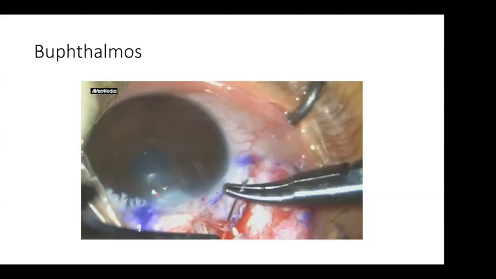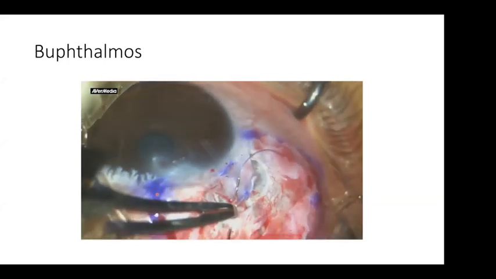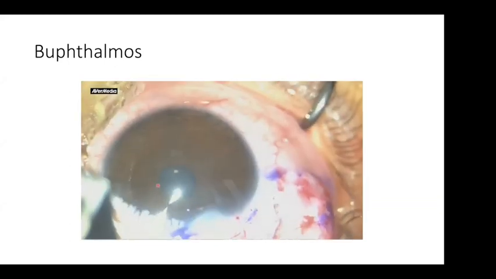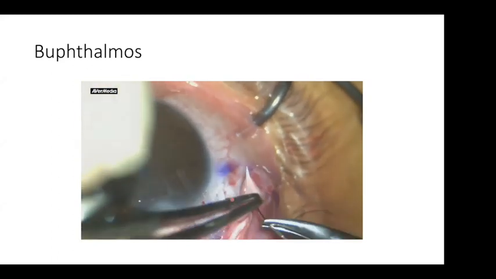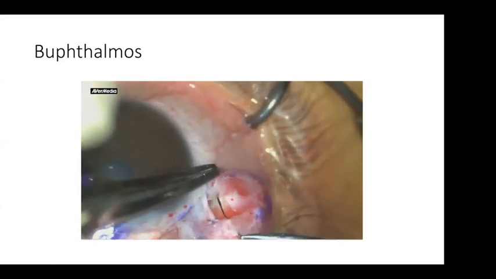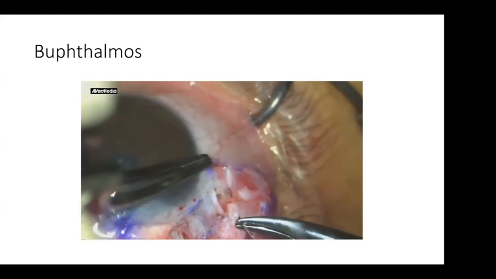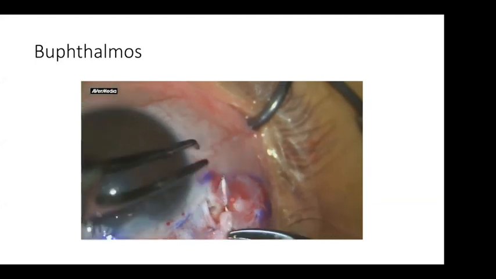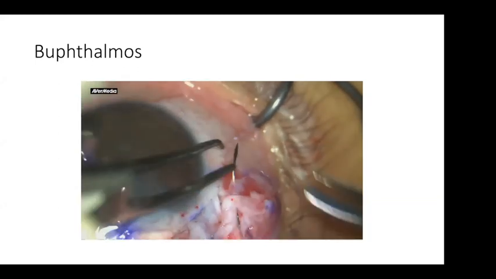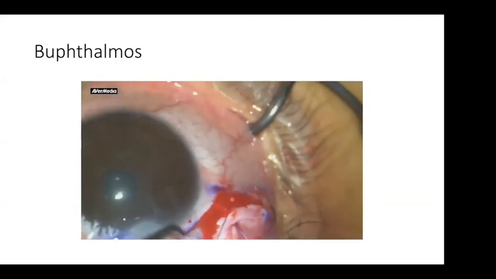But for the buphthalmic eyes, especially for the very young kids, usually we leave a long part of the tube. However, personally, I don't like to put an implant in the very young kids, like 1 or 2 years. I'm a bit cautious in this age group.